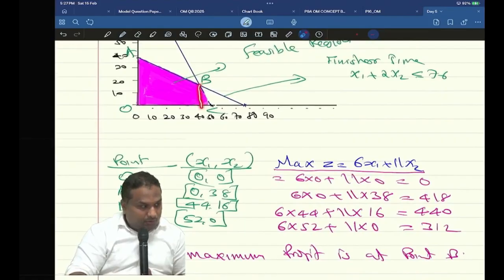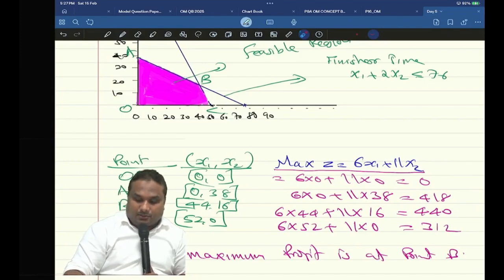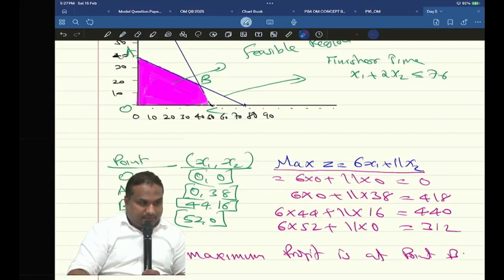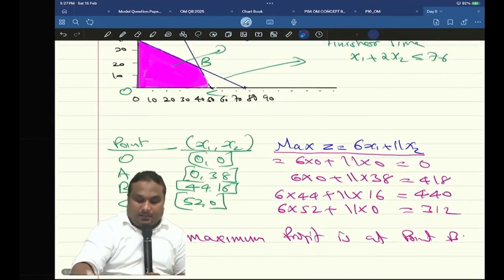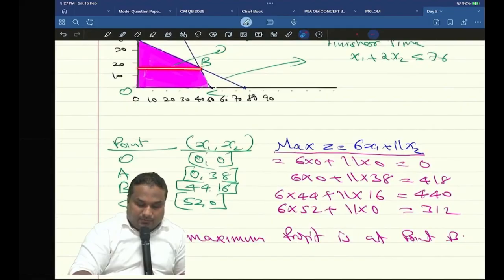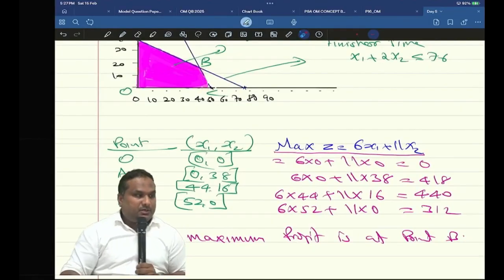Either you can put your scale here, or you can solve mathematically. I would like to tell you how to get 44 and 16. First, let me tell you how to get this point as 16 and this point as 44.